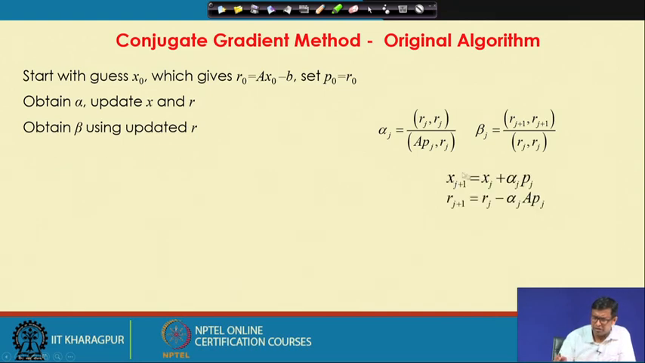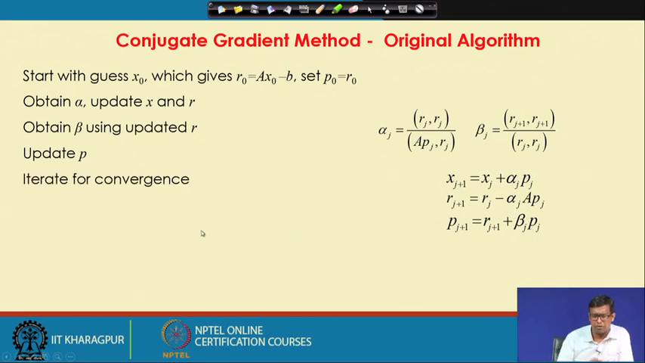Once alpha is obtained, x and r are updated, and then we use the updated r to obtain beta. Once beta is obtained, update the auxiliary vector p and then iterate for convergence. That means do these steps again and again until you get a converged solution where the residual is very small, that is, the L2 norm of r is very small.